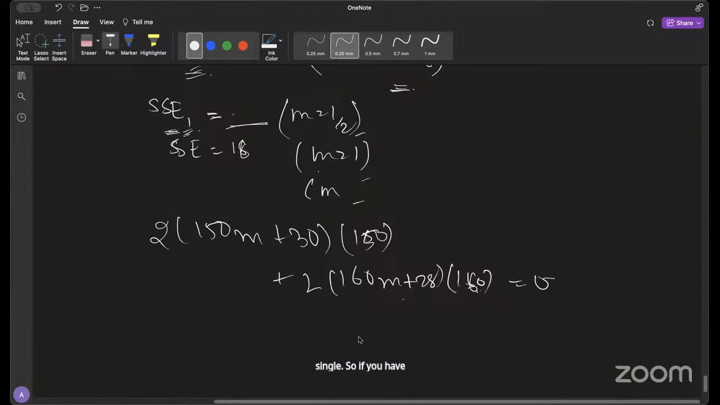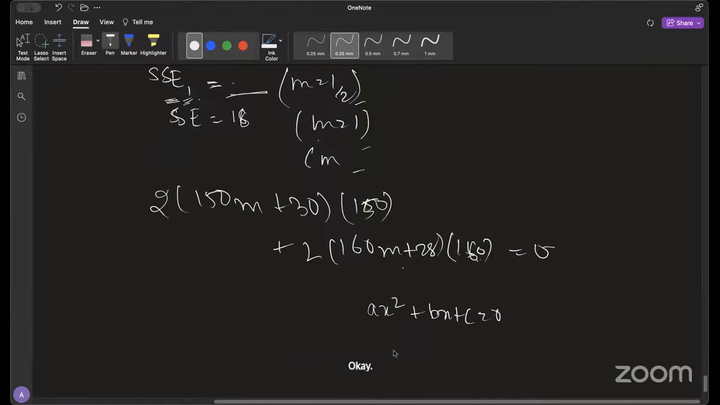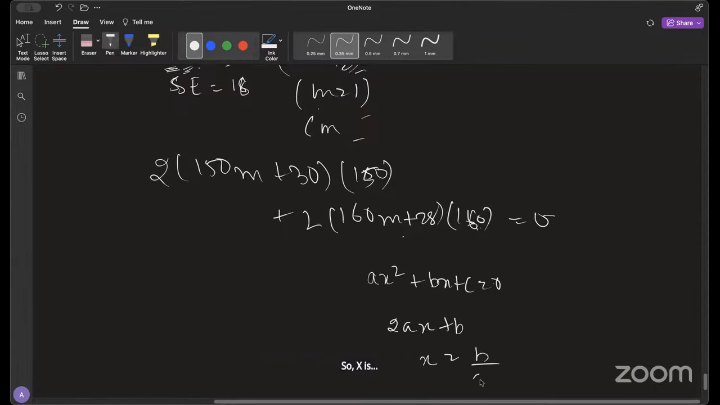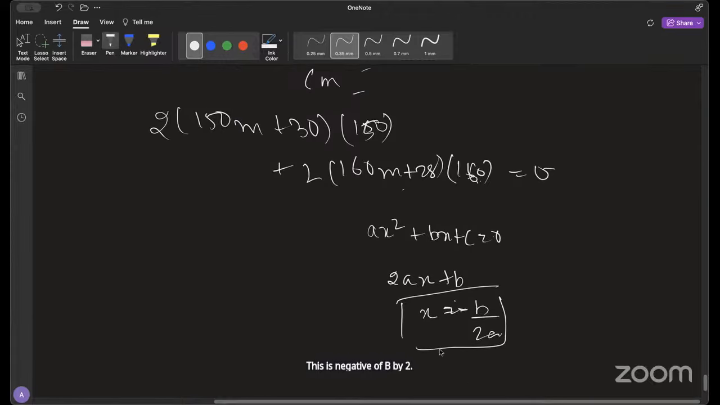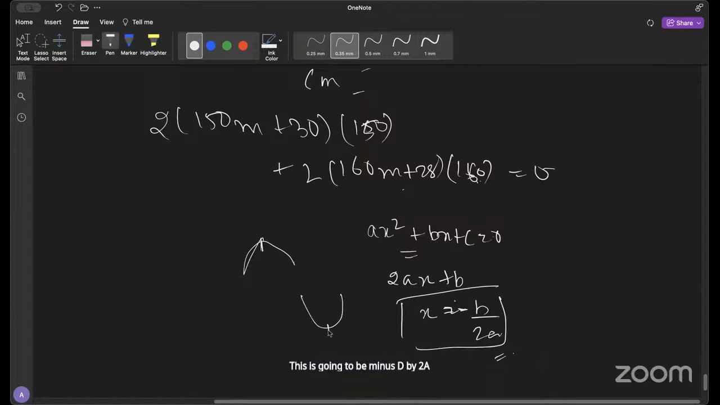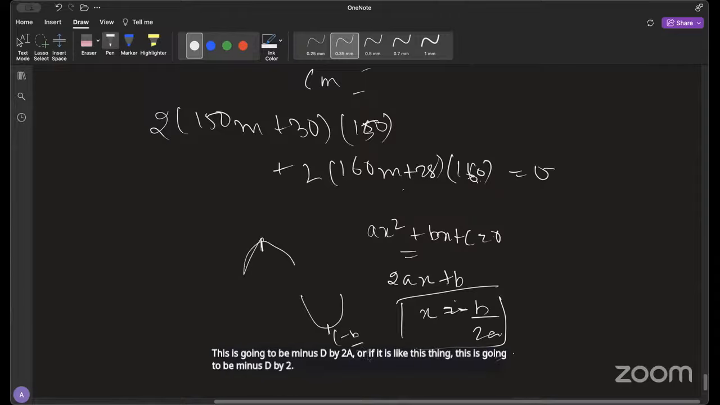If this is your parabola, ax square plus bx plus c, to find the derivative gives you 2ax plus b. So x is negative of b by 2a. At this point, you are supposed to find the maximum or minimum depending on the parabola. If it is like this, it is going to be minus b by 2a, or if it is like this, it is also going to be minus b by 2a. But that is the x coordinate; the y you will have to find.